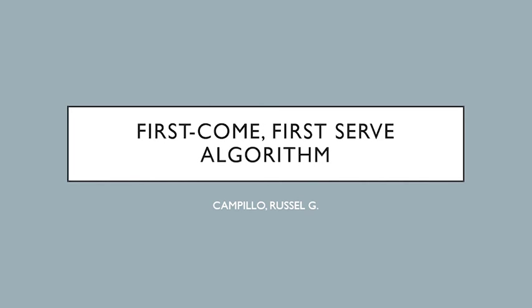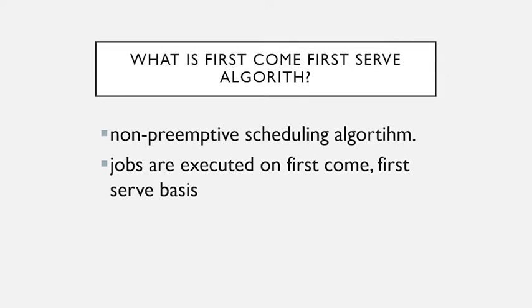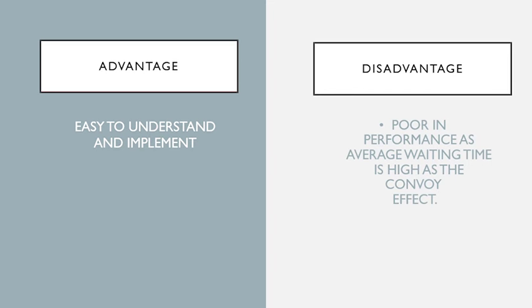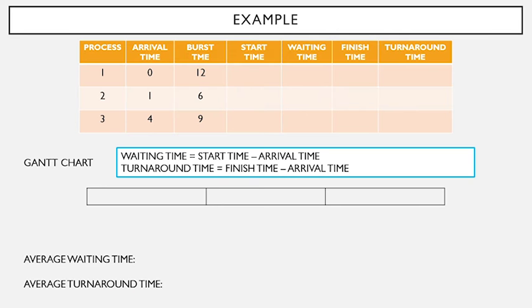My topic is first come first serve algorithm. What is first come first serve algorithm? This non-preemptive scheduling algorithm, jobs are executed on first come first serve basis. Advantage: easy to understand and implement. Disadvantage: poor in performance as average waiting time is high, as the convoy effect.